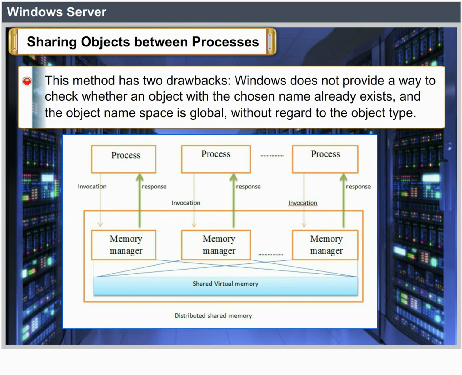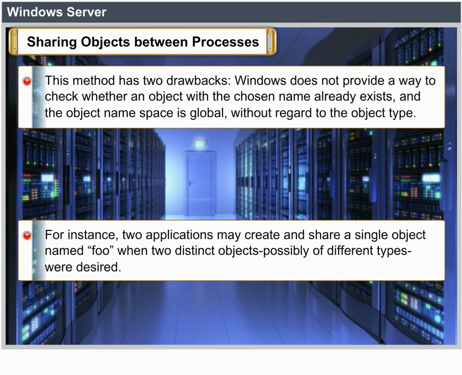This method has 2 drawbacks. Windows does not provide a way to check whether an object with the chosen name already exists, and the object namespace is global without regard to the object type. For instance, 2 applications may create and share a single object named foo when 2 distinct objects, possibly of different types, were desired.